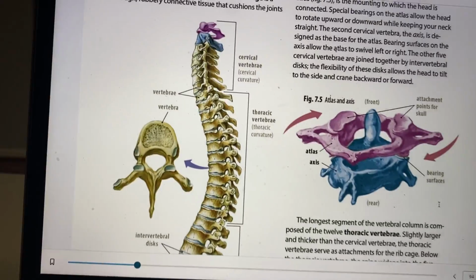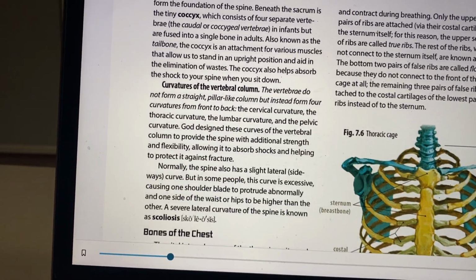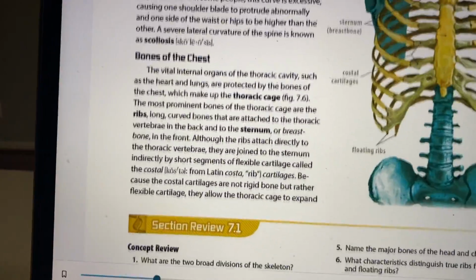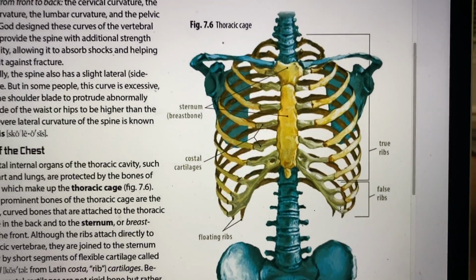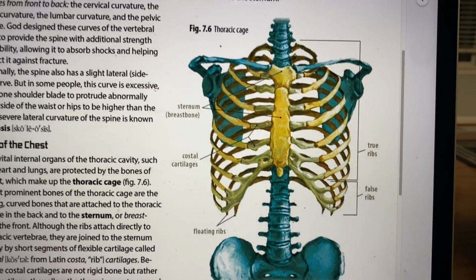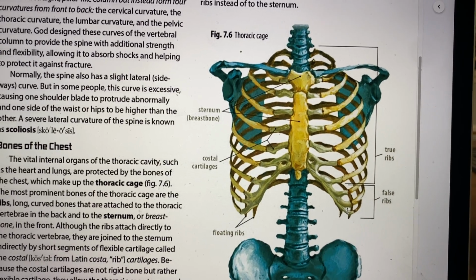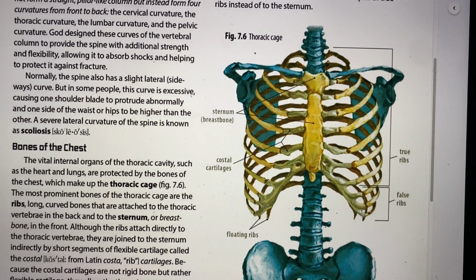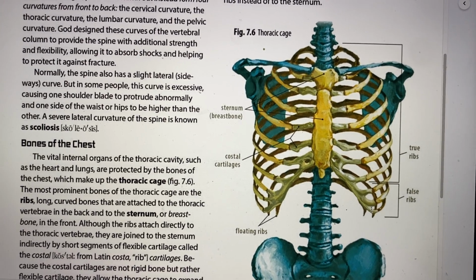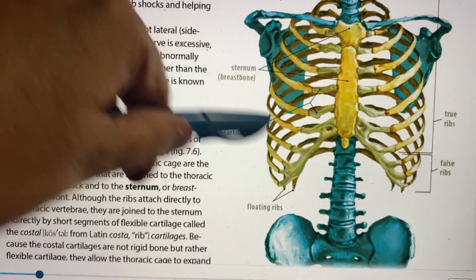So let's go on to the bones of the chest here. So here we have pictures of the bones of the chest. We're gonna get done with this here. So the chest bones protect our vital organs, as you see. And the thoracic cage, thorax means chest, and the ribs attach to the vertebrae from the back. See how they are attached there? And the sternum in the front. So they attach to the sternum in the front, and then to the backbone as the ribs come around there.